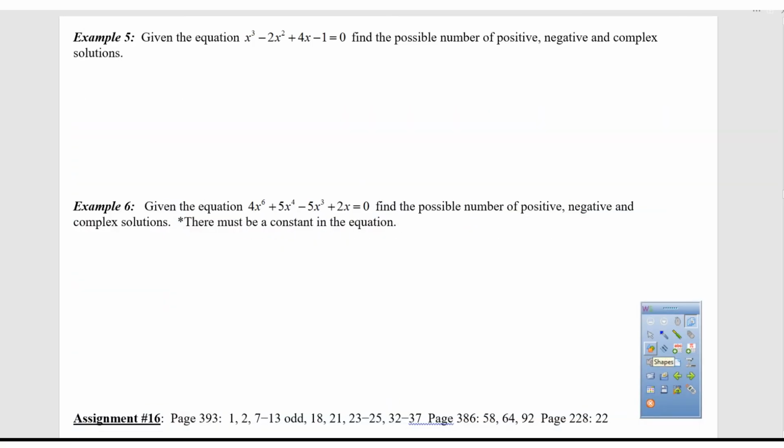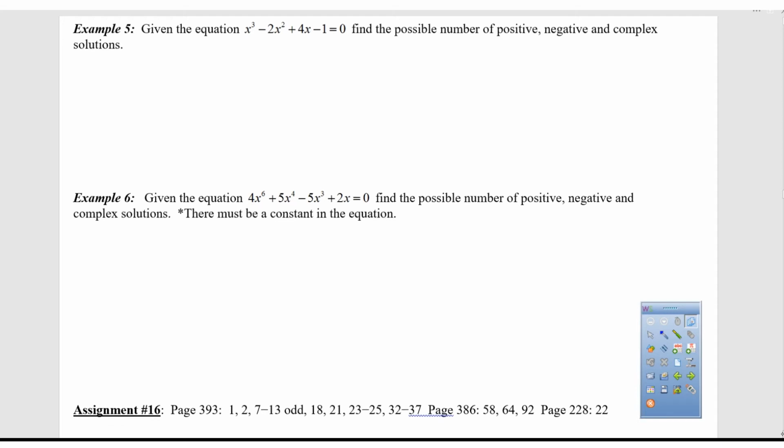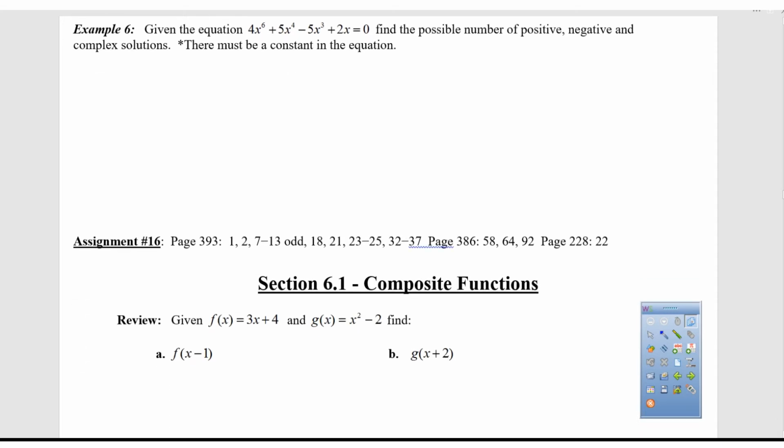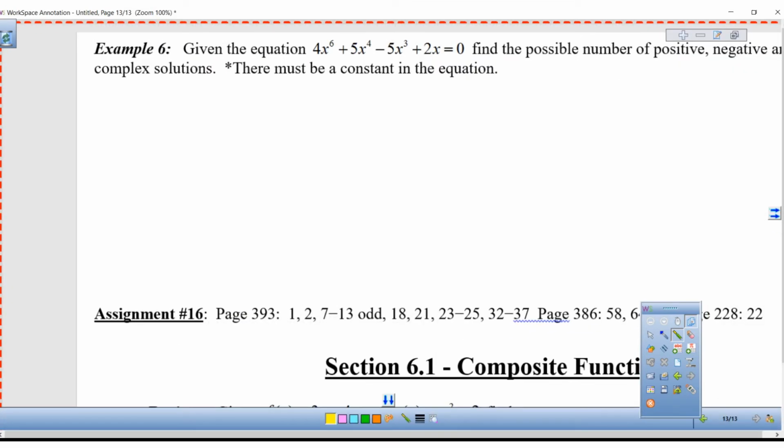Question 3, given this equation, find the possible number of positive, negative, and complex solutions. Okay, so here we go. So here is positive. Count the number of sign changes. No sign change here, goes from positive to positive. I have a sign change here, from negative to positive, that's a sign change. And I'm going to put plus 0. Oh, no, I'm not going to put plus 0. I've got to start over.